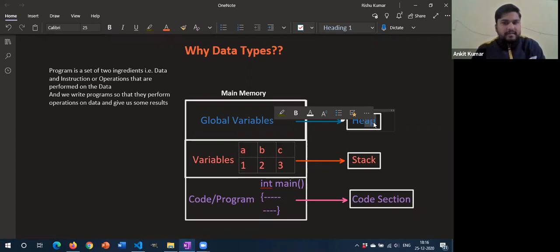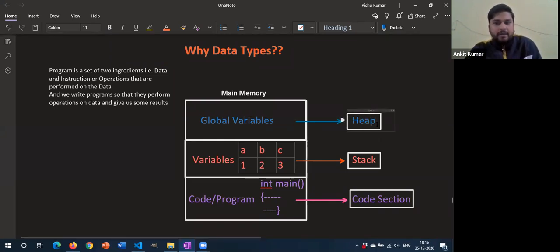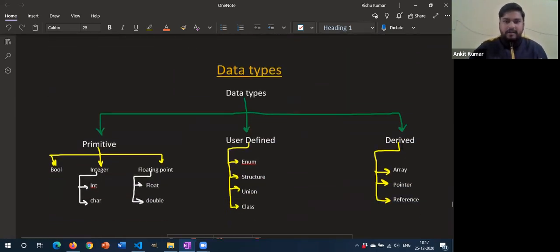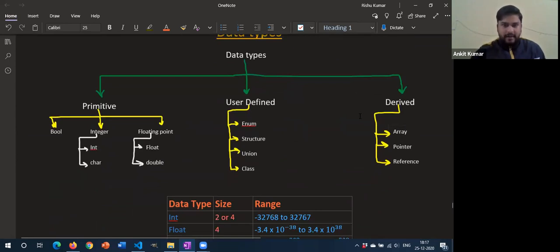The difference is that stack is more tightly under control of the CPU, but heap is that part of memory which can be manipulated easily by the users. So we can manipulate heap very easily, but stack is under control of the CPU. Now let us have a look at the data types that we have.